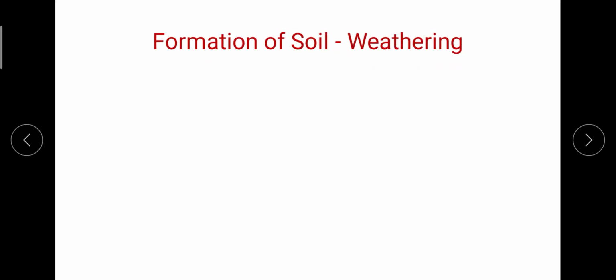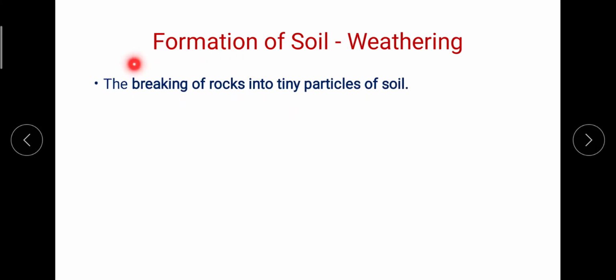Now the next thing is how exactly soil is formed. This process is known as weathering, the process where the soil is formed. What exactly is the weathering process? It is the process where bigger rocks break down and turn into smaller particles, which are considered soil. That means we can say that the weathering process is nothing but the breaking down of rocks into tiny particles, known as soil, and this process helps in the formation of soil.